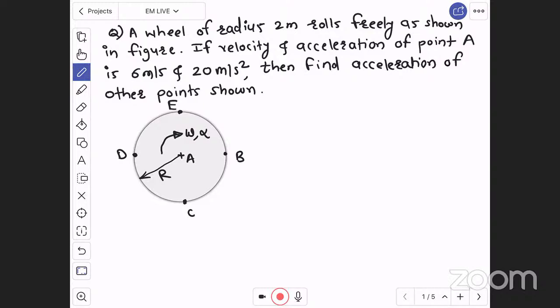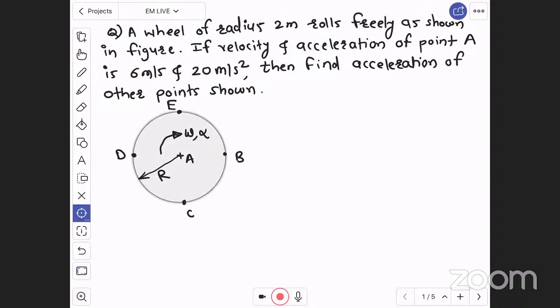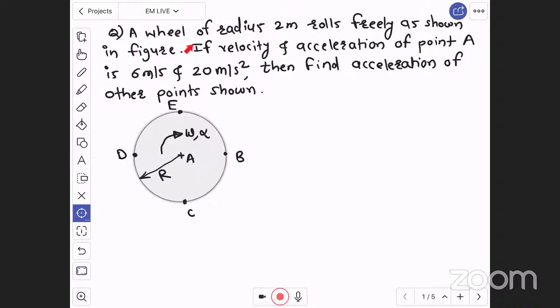In today's lecture, we are going to see acceleration analysis in dynamics. In the previous lecture, we have seen velocity analysis. Here, for the same problem, we have seen velocity analysis in the previous lecture. In this lecture, we are going to see acceleration analysis.